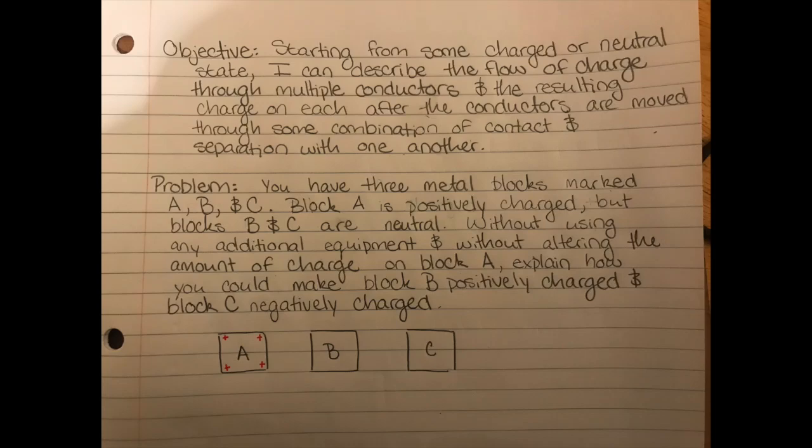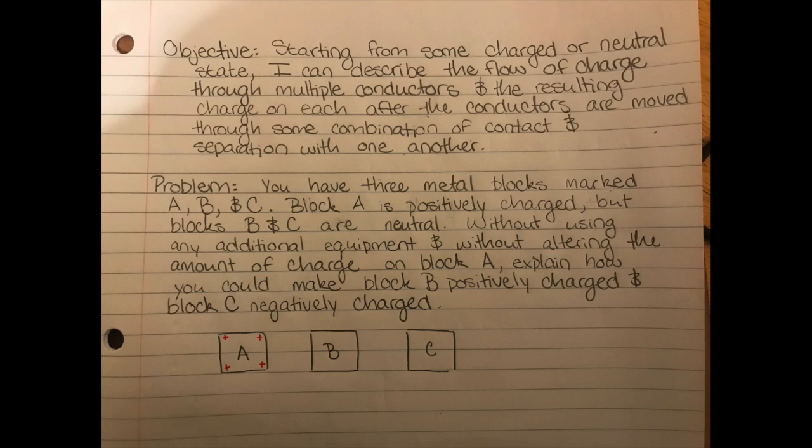So, we have three metal blocks marked A, B, and C. Block A is positively charged, but blocks B and C are neutral. Without using any additional equipment and without altering the amount of charge on block A, explain how you can make block B positively charged and block C negatively charged.